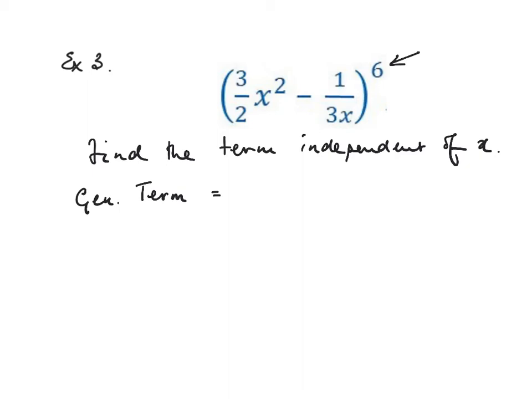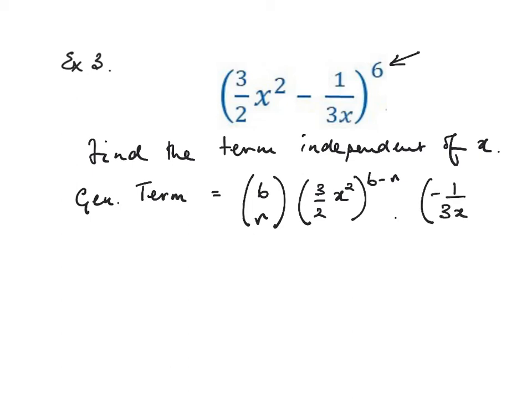So we're going to have 6 choose r, and then it's going to be 3 over 2 x squared to the power of 6 minus r, that doesn't look happy, and then minus 1 over 3x to the power of r. So that's the general term. I'm going to have to do a good deal of work with that.